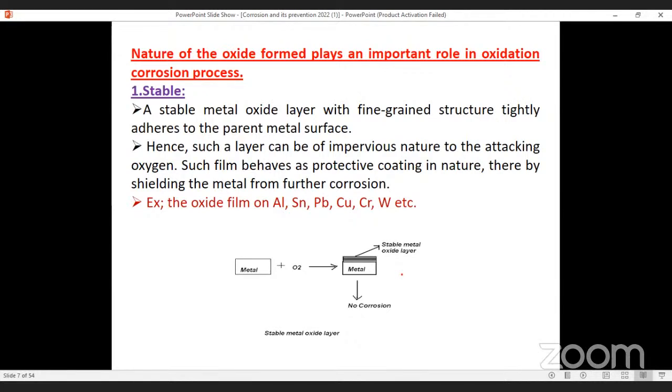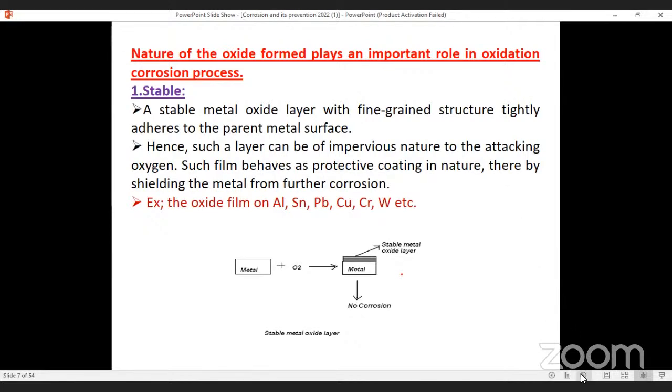Is it clear? Yes. Esma, it is clear? Yes, sir.